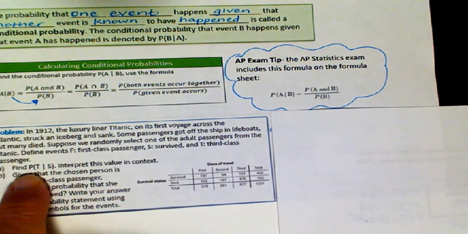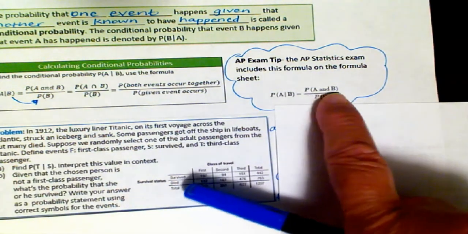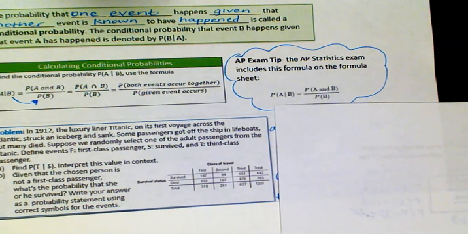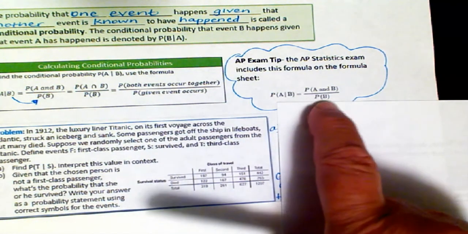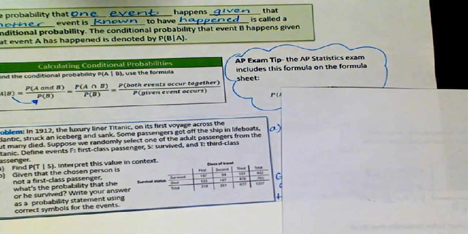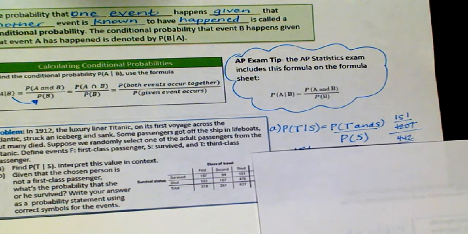So what it's asking us to do is find the probability that you were a third-class passenger given you survived. Again, I'm going to think about this formula. And instead of using A and B, we're going to use T and S. So what you're going to write is the probability of T and S over the probability of S. And you can see that that's what I wrote down. So the probability of T given S is the probability of T and S over the probability of S.